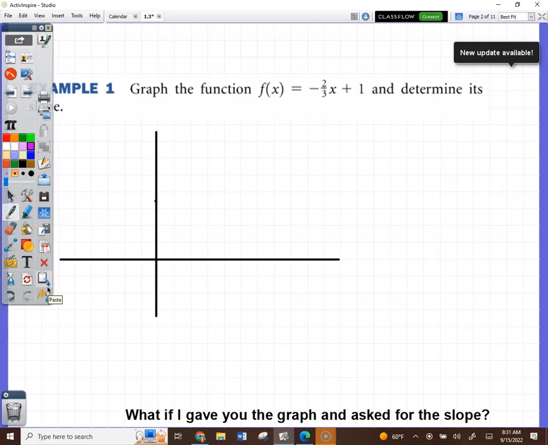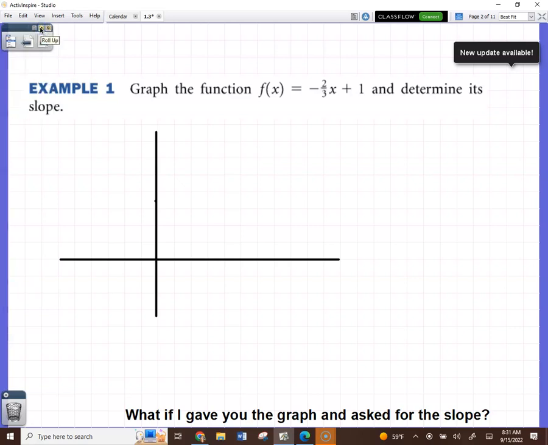Number 1, let's dive right into an example from Algebra 1. You should know this, but if you've slept since then, that's why I'm here. Graph the function f of x equals negative 2/3 x plus 1. Please understand how to read this.